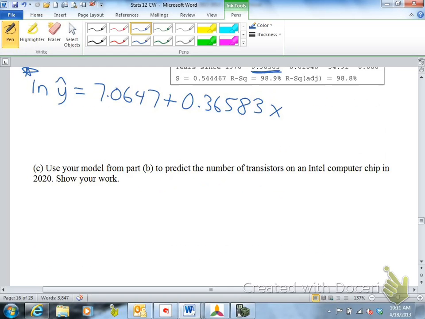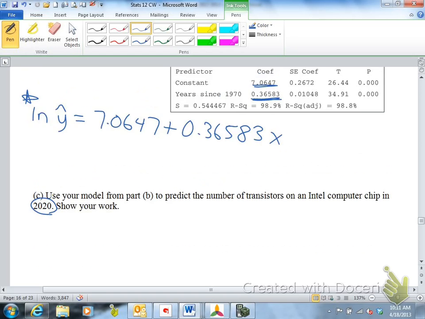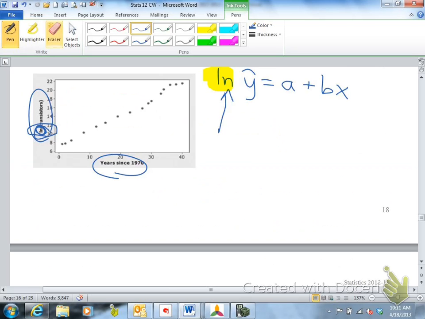Use this model to predict the number of transistors in 2020. So that's our x. It's also important to notice this is years since 1970. So if you're going to 2020, you're not plugging in 2020 into your formula. You're plugging in 2020 minus 1970, the years since 1970. How many years have been since 1970? That would be 50 years. 50 years is what you're plugging in.